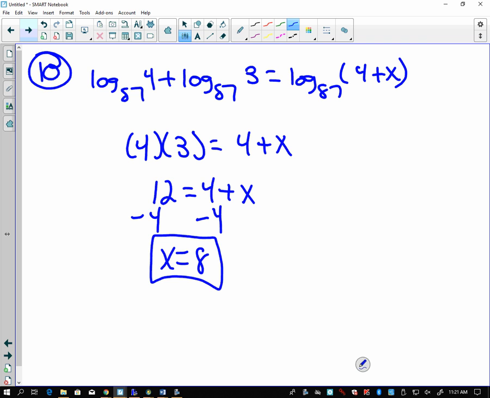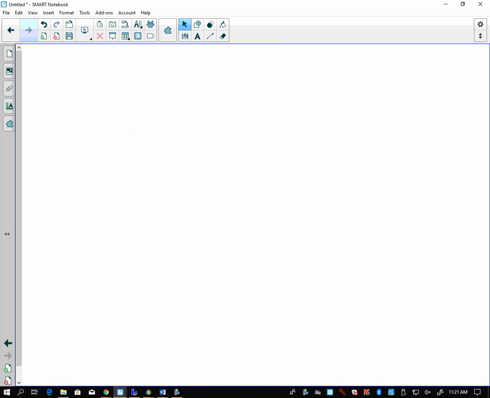Addition becomes multiplication whenever I factor out the log. Subtraction becomes division. Now the term first, so if this was subtraction, it would be 4 divided by 3, right? Okay. All right.